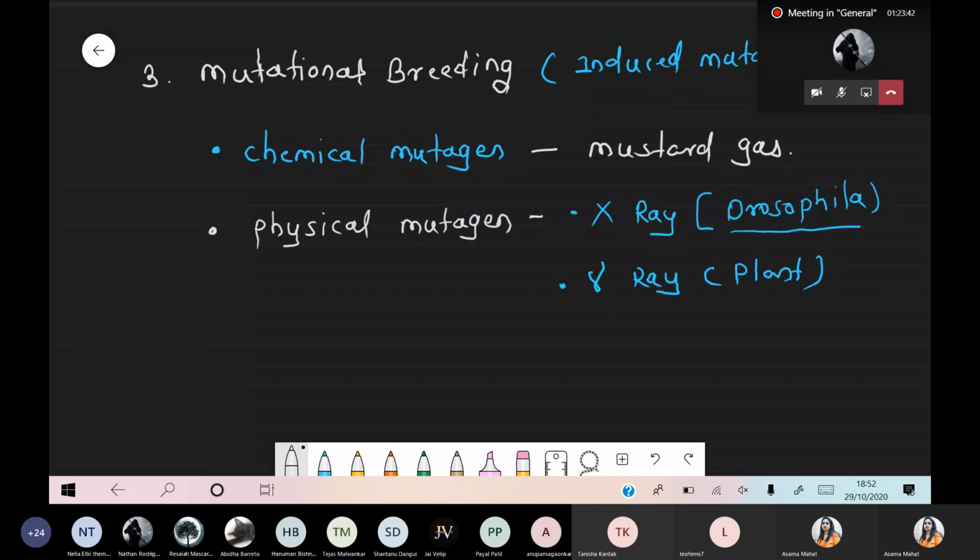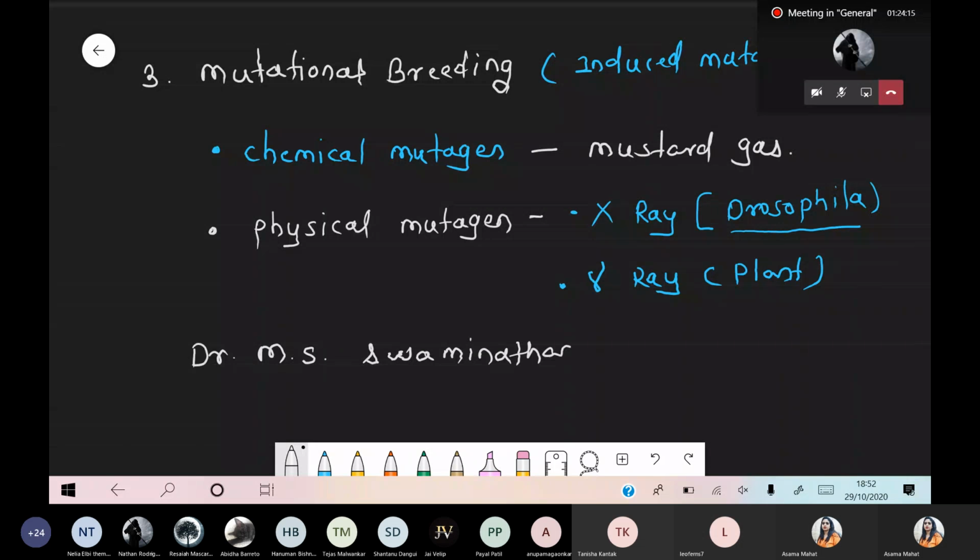Now, whenever we are talking about mutational breeding, the pioneer work of plant mutation breeding goes to Dr. M.S. Swaminathan. And we know Dr. M.S. Swaminathan was the father of the Indian Green Revolution. So that is one scientist's name, Dr. M.S. Swaminathan.